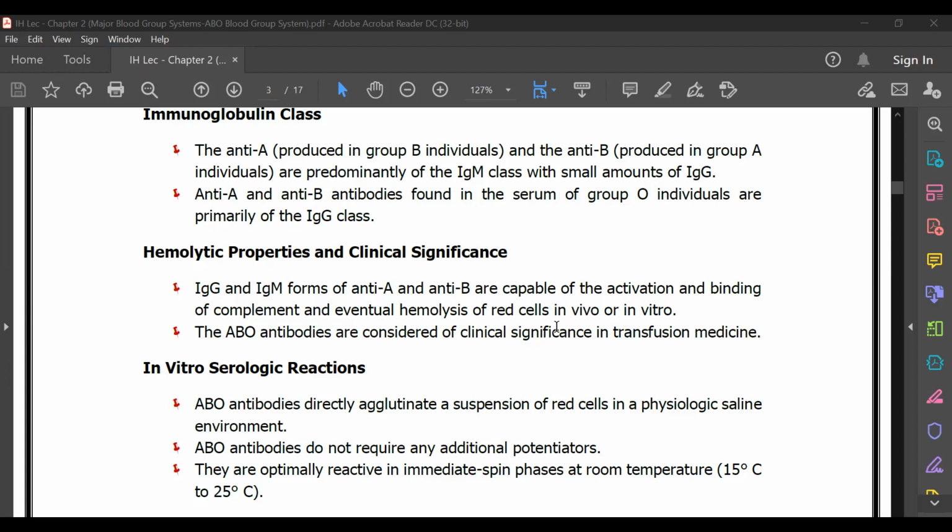Okay, and these antibodies have been associated with hemolytic disease of the fetus and newborn. Okay, hemolytic disease, what we call HDN or HDFN, hemolytic disease of the fetus and newborn. Pakisingit na lang class sa notes ninyo.